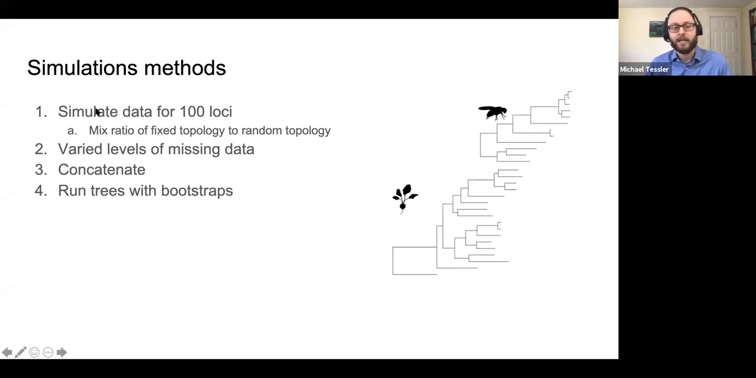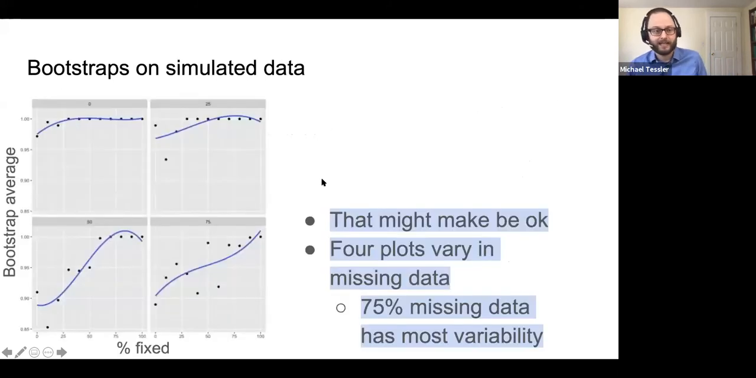So we simulated 100 loci using a mixed ratio of fixed topologies, so always the same relationships, versus random topologies, always different relationships. In all of these, we varied branch lengths and we simulated amino acid data from these topologies. We then concatenated them and ran trees with bootstraps, and we varied the level of missing data. So this is the level of missing data: no missing data, 25%, 50%, 75% missing data.